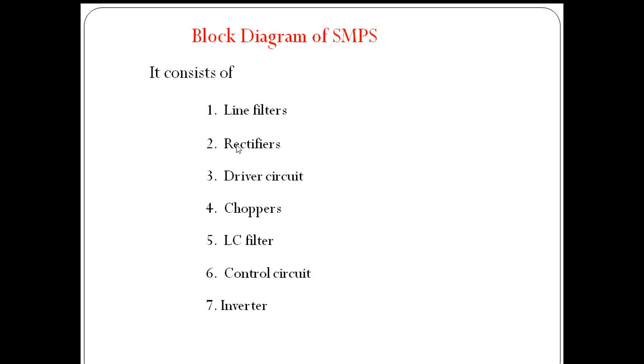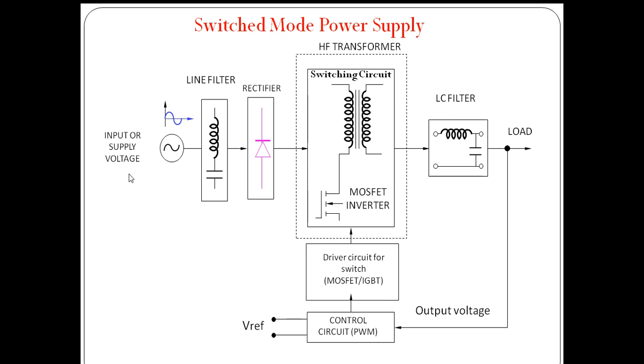It mainly consists of the components: line filter, rectifier, driver circuit, chopper, LC filter, control circuit, and inverter. This is the main AC supply which we are giving to SMPS, and this line filter will remove the surges, harmonics, and any electromagnetic interference. The higher order harmonics are also removed by using the line filter. Then it will be sent to the rectifier, which will convert this AC to DC.